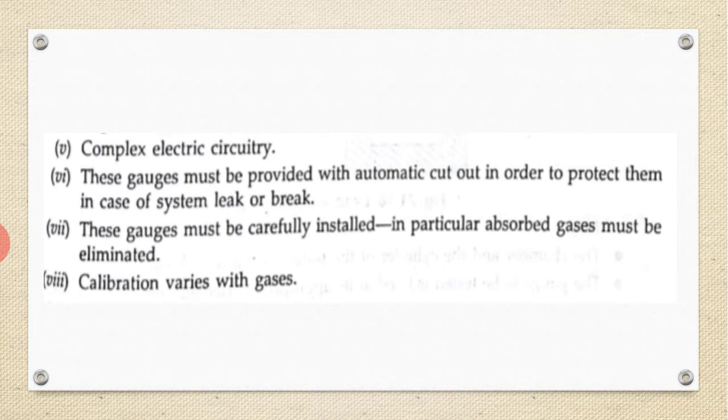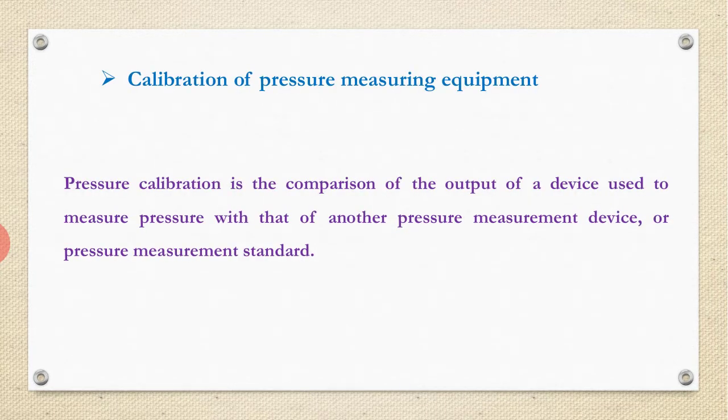These gauges must be provided with automatic cutout in order to protect them in case of system leak or break. These gauges must be carefully installed. In particular, absorbed gases must be eliminated. Calibration varies with gases. These are some of the disadvantages.